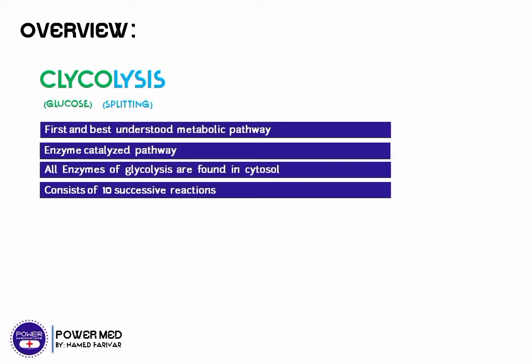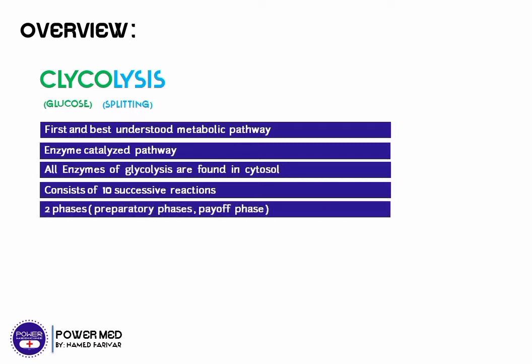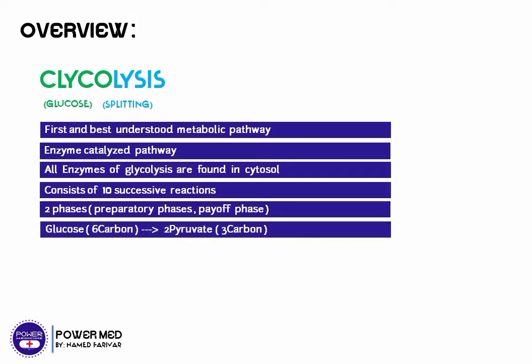Glycolysis consists of 10 successive reactions, from 1 to 10, giving off different types of intermediates in this process. These 10 successive reactions of glycolysis are then divided into two phases, which are the preparatory phase and the payoff phase. The preparatory phase is also called the investment phase. In the process of glycolysis, the molecule glucose, which is a 6-carbon molecule, is converted to 2 molecules of pyruvate, which are 3-carbon molecules.